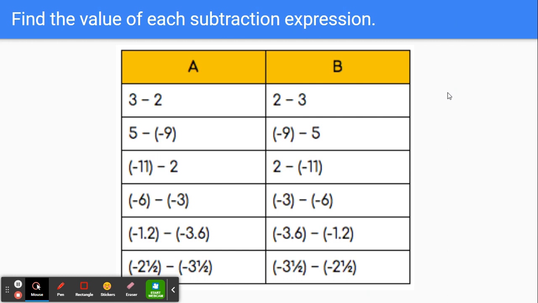All right, now this one is in your binder. So go ahead. I want you to do the same strategy we just did and solve each of these and write the answer in your binder. So the first one, 3 minus 2 is 1. Okay, so go ahead and do that for all of them. Pause the video and make sure you get them all completed.